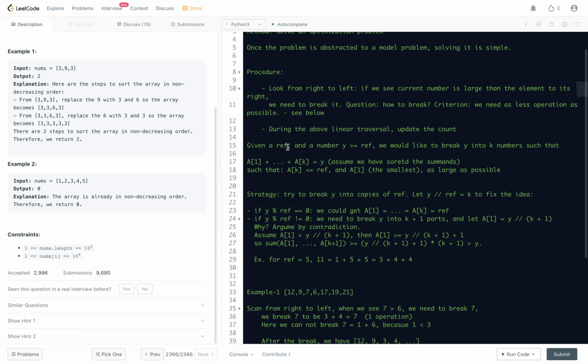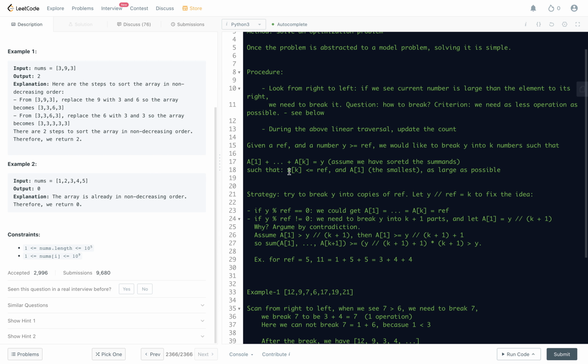Given a reference corresponding to the right elements above, and a current number y, let's assume y is no less than reference. We would like to break y into k numbers such that these k numbers sum up to y. Let's assume that a1 up to ak are put here in sorted order, just for convenience to fix the idea. In other words, a1 is the smallest and ak is the largest.